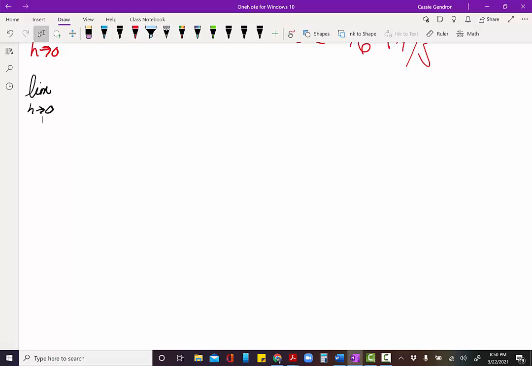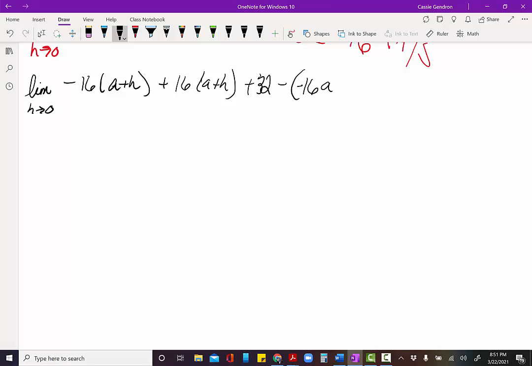So the limit as h approaches 0 of negative 16 times (a plus h) squared plus 16 times (a plus h) plus 32, minus (negative 16a squared plus 16a plus 32), all over h. This is the limit definition of the derivative, not just the difference quotient.